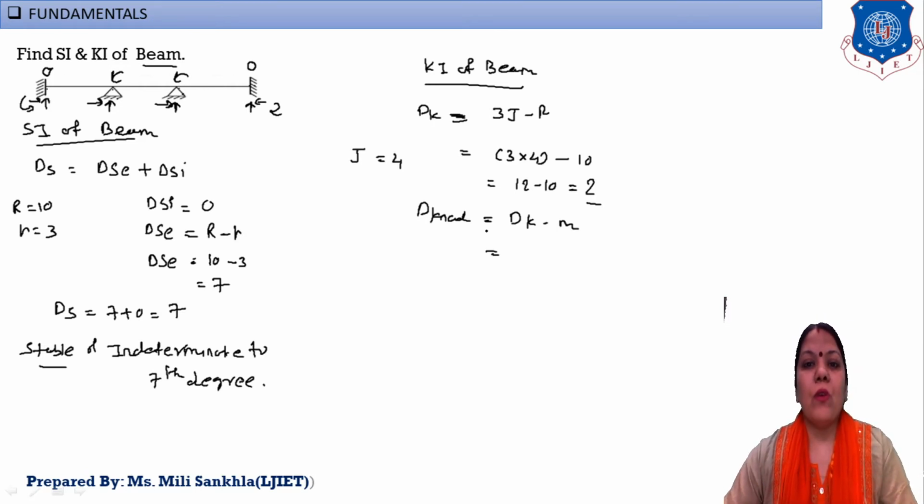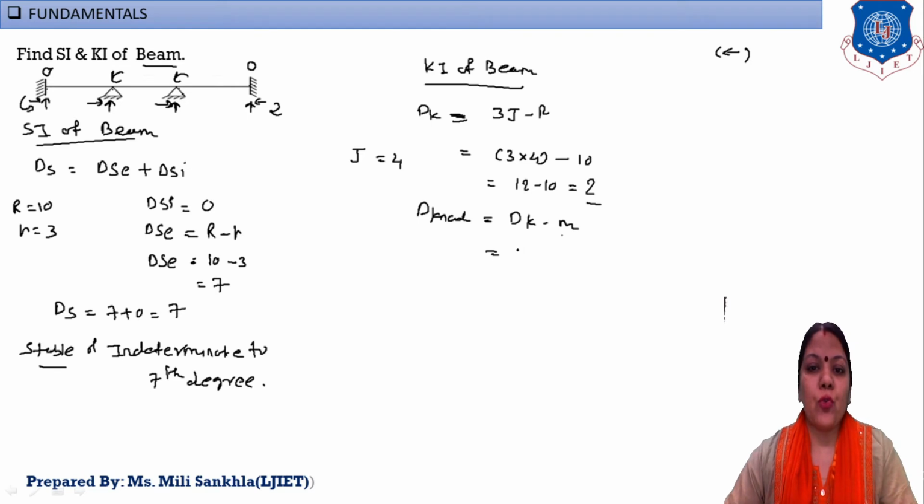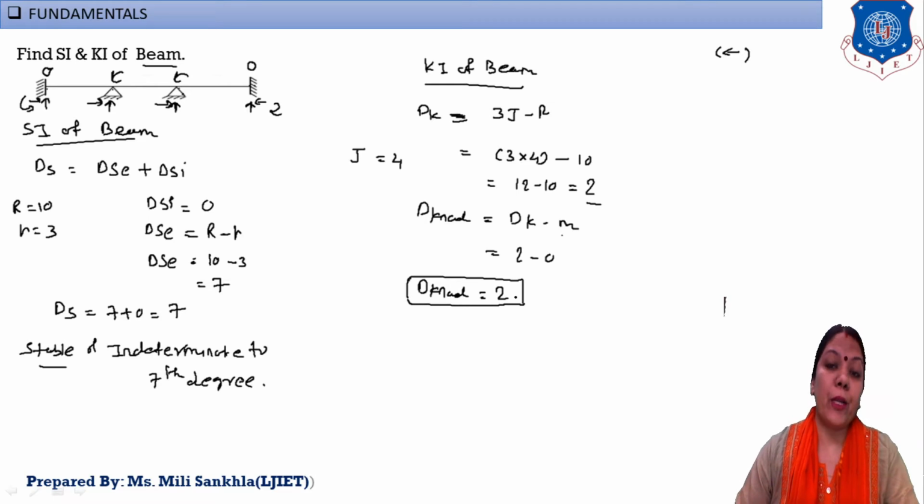Now M means neglect axial deformation. Look at this, 0 moment, moment, moment. Here no axial deformation. Axial deformation means our horizontal displacement. So the number of axial deformations for this given beam is equal to 0. So our DK NAD for the given beam is equal to 2. Here our SI and KI for this particular beam is complete. Now we solve the second example.